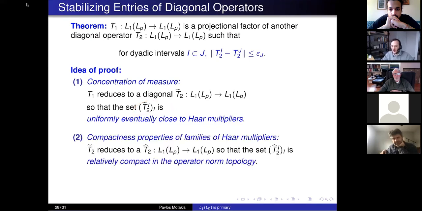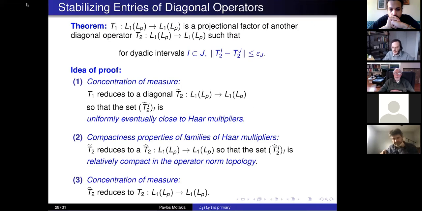Now then, because you have these things that are uniformly close to Haar multipliers, you use compactness properties again, these tools of Haar multipliers, to deduce that this T2 tilde can be reduced to a T2 hat, so that these entries of this operator, they are a relatively compact set. Not the operators are compact. This is an important thing to remark. The operators themselves are by no means compact. The set of operators in the operator norm topology is a compact set.